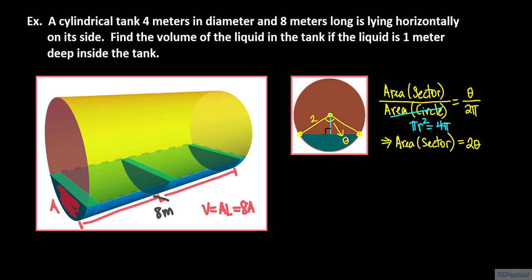We drop a perpendicular from the center of the circle to the surface of the liquid. This perpendicular is of unit length, since the liquid is 1 meter deep inside the tank and the tank has a radius of 2 meters. This angle must be theta over 2 since we have an isosceles triangle and the perpendicular bisects the isosceles triangle. Therefore, cosine theta over 2 equals 1/2, so that theta over 2 is pi over 3. And theta equals 2 pi over 3.